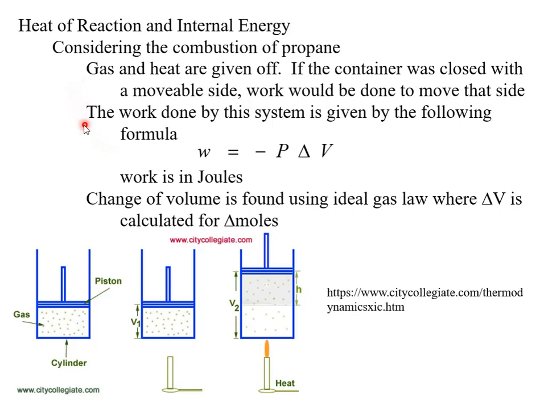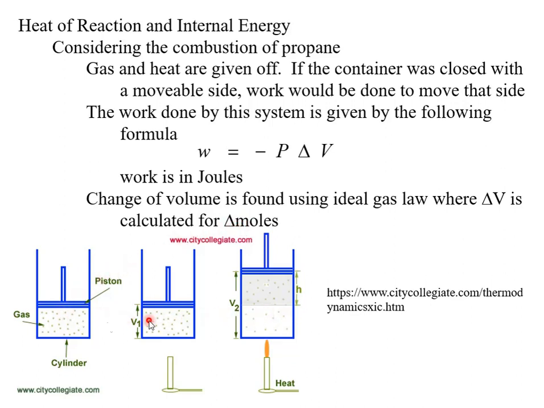So how does work deal with chemistry? What we're going to be looking at is basically something like the internal combustion engine or your car engine. If the container has a movable side, which your car engine does, that's called the pistons, then work would be done to move that side. And so the work then is the negative pressure times the change in volume. And work is a unit of energy, so it's in the units of joules. And the change in volume is calculated from the change in moles. We're not going to actually do any calculations here.